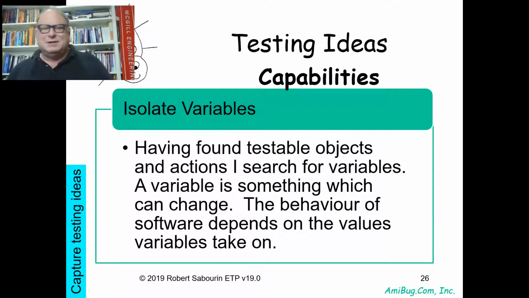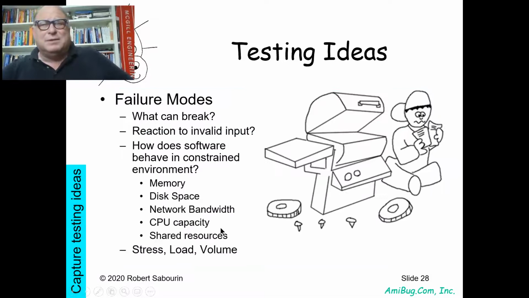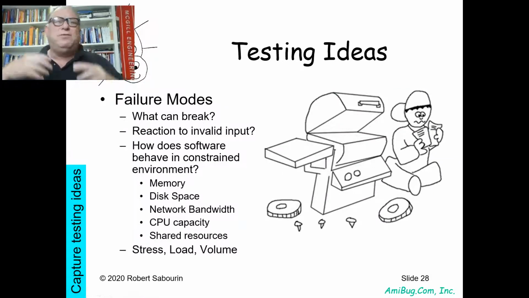So once we've isolated the variables, we now have an object, action, and variable, and we relate them. So capability test ideas explore the relationship between the objects, actions, and variables. And that's basically what it's all about. It's what you want to learn about. So capability-based test ideas confirm some object-action pair works with some variables. There's nothing dramatic or complex about them. They're actually relatively straightforward and generally easy to find.